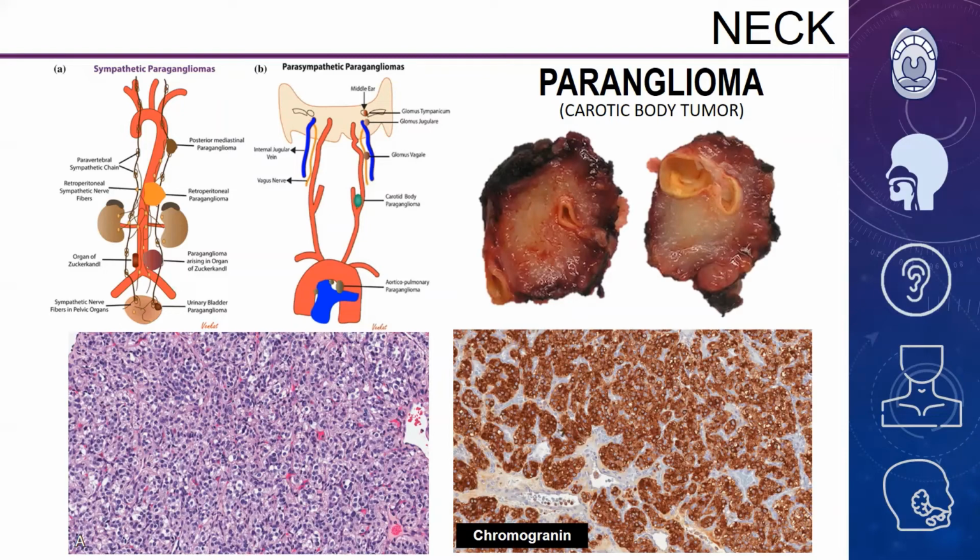Although the pathogenesis is not fully understood, loss of function mutations in the genes encoding succinate dehydrogenase, or SDH, occur frequently in both hereditary and spontaneous paraganglioma. Interestingly, the incidence of these tumors is greater in people living at high altitudes.